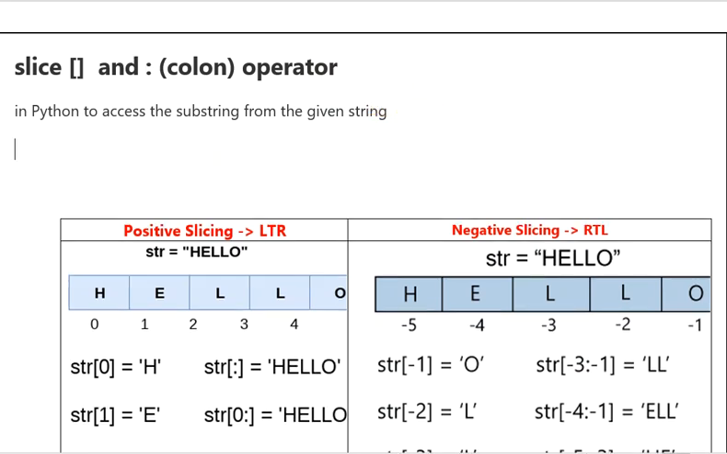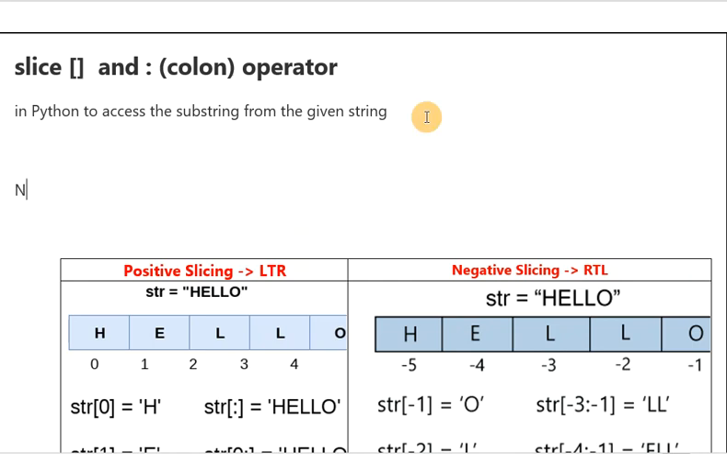So let me summarize it here. Note: it is going to give you str, start position, colon, n minus 1, length. So this way it is working.